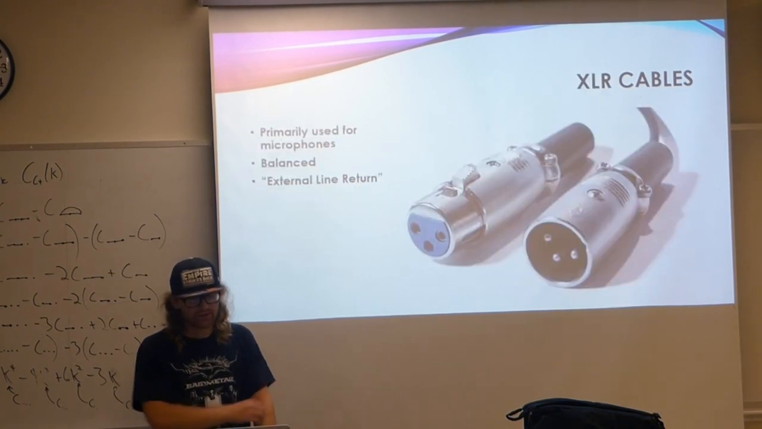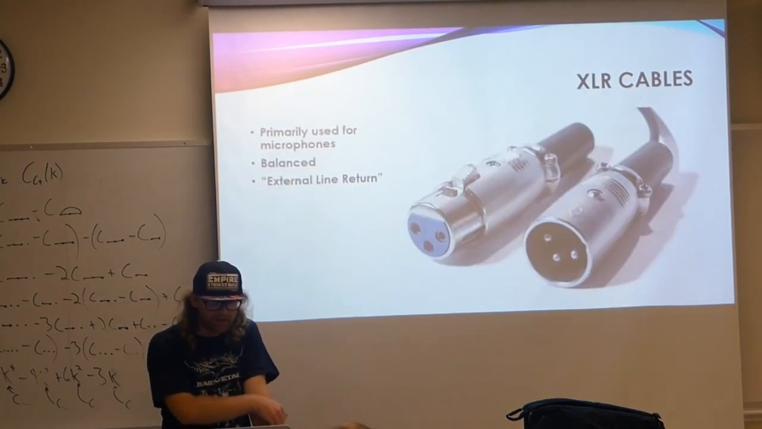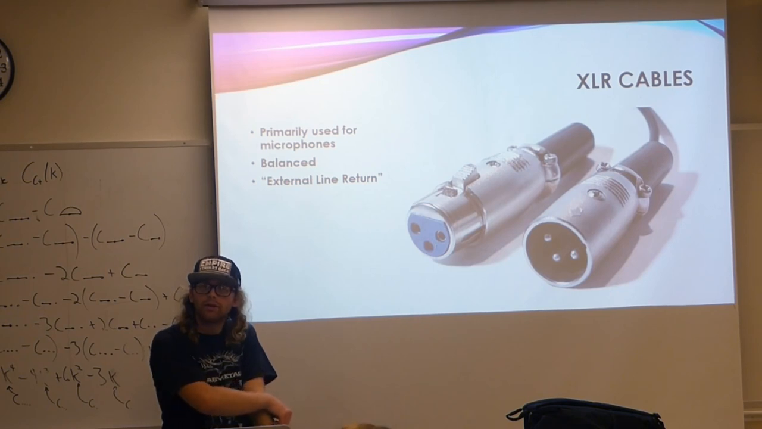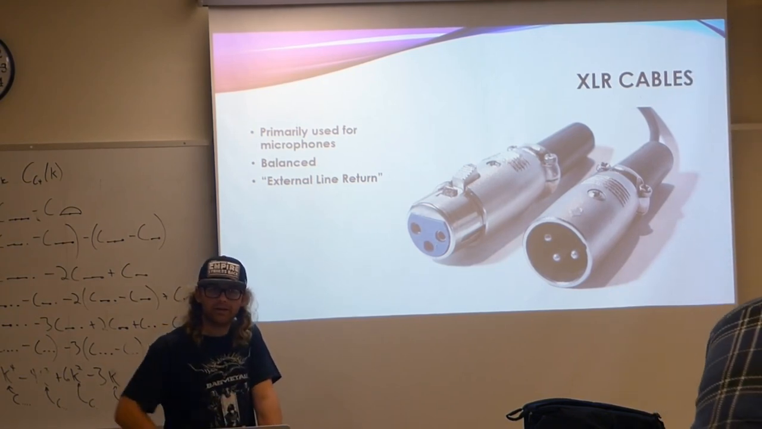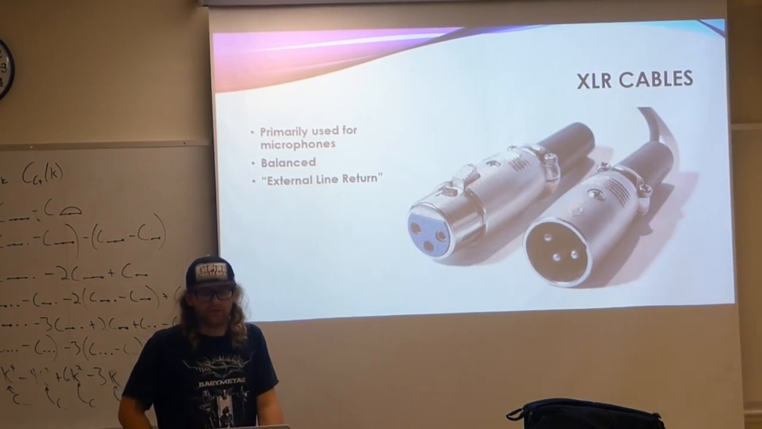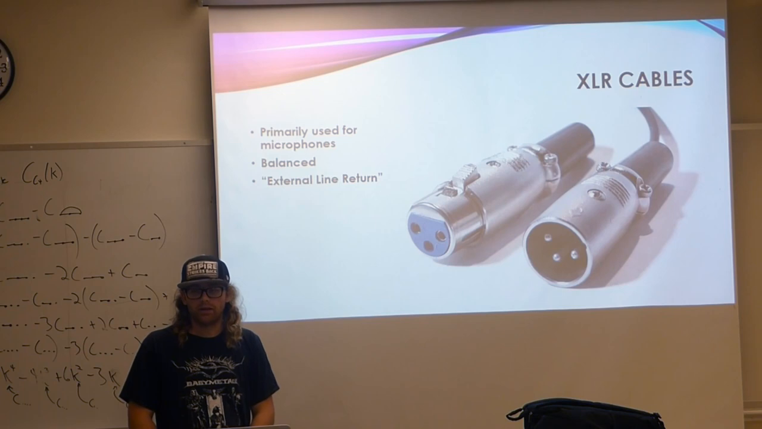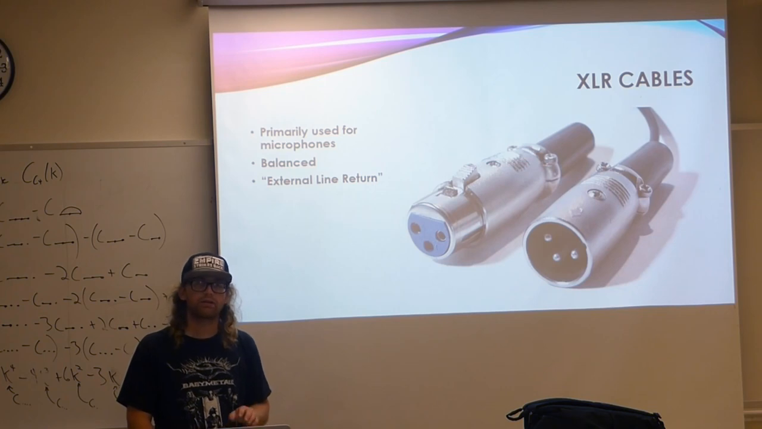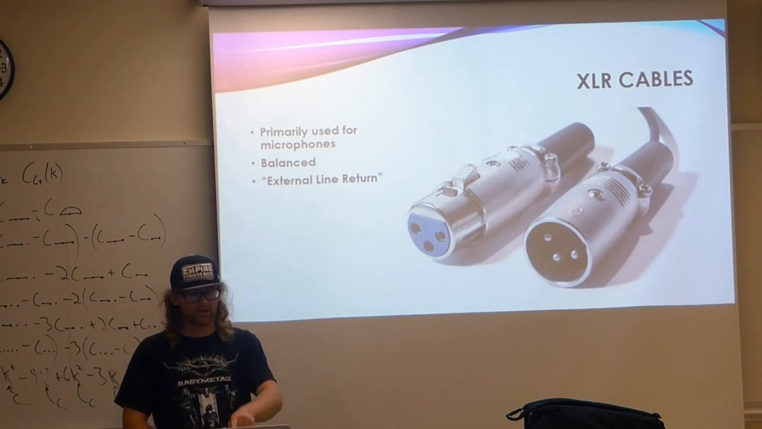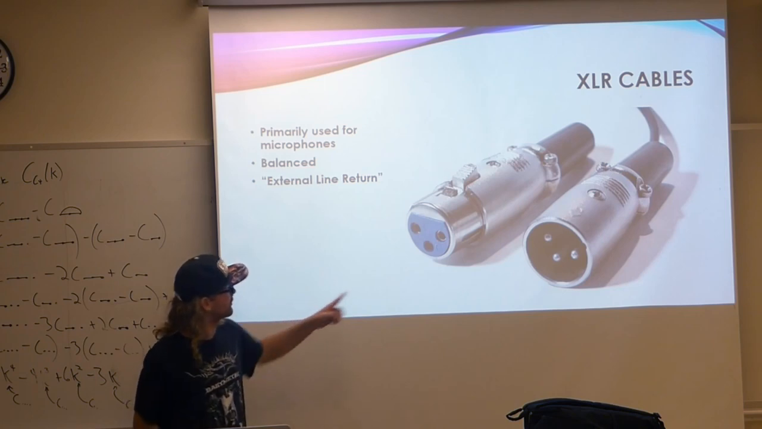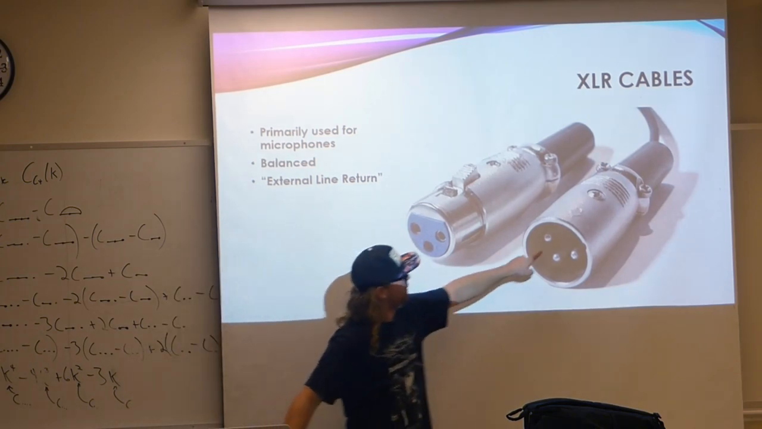So, this is an XLR cable. It stands for external line return. I don't know why it stands for that, but it's mostly used for microphones or higher quality DJ sets or things like that. That's what comes out of DIs. It's a balanced signal. I'll talk about what balanced means, but you can tell it's balanced because it has three wires, right? There's three things here, and there's three things here.